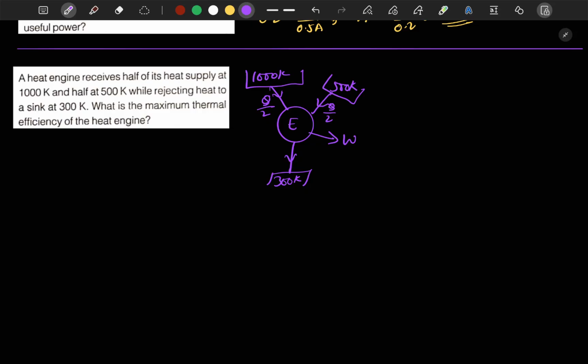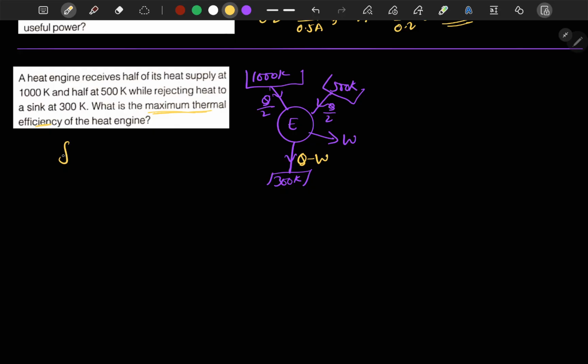To calculate the maximum thermal efficiency, we can say that the total amount of heat which will be rejected here can be written as Q minus W. Now it is asked for the maximum thermal efficiency, and maximum thermal efficiency is possible in the case of a reversible engine.